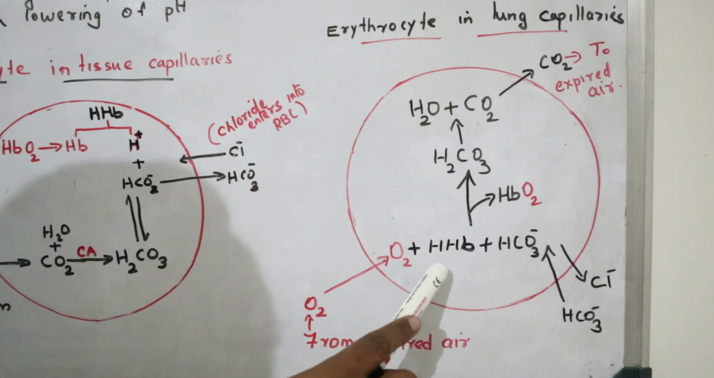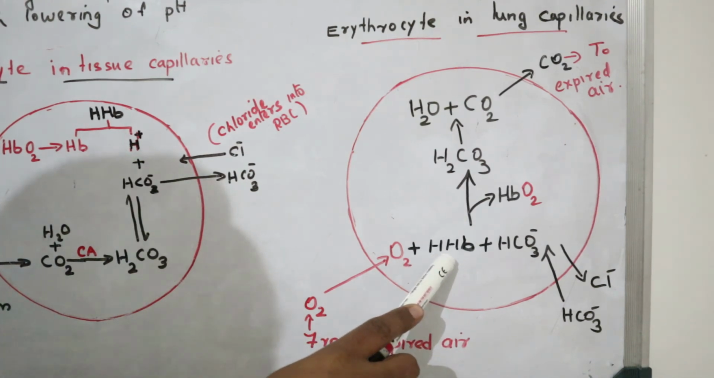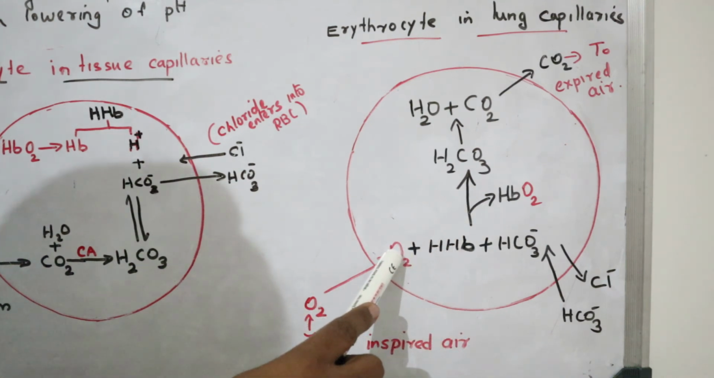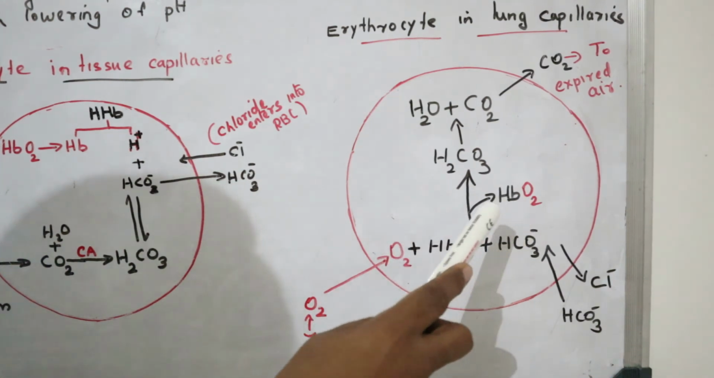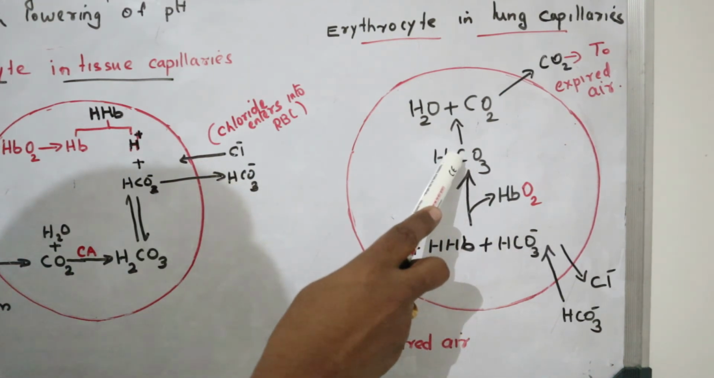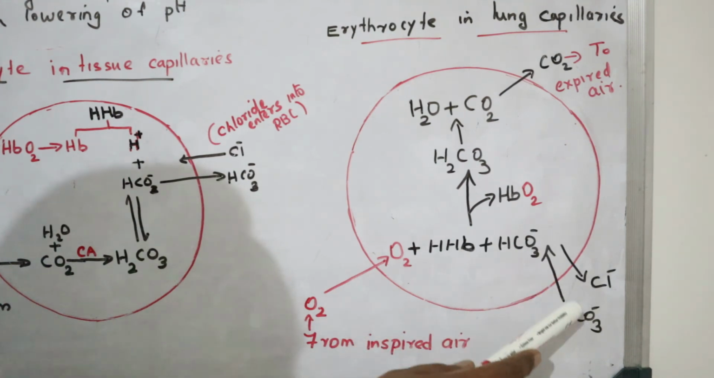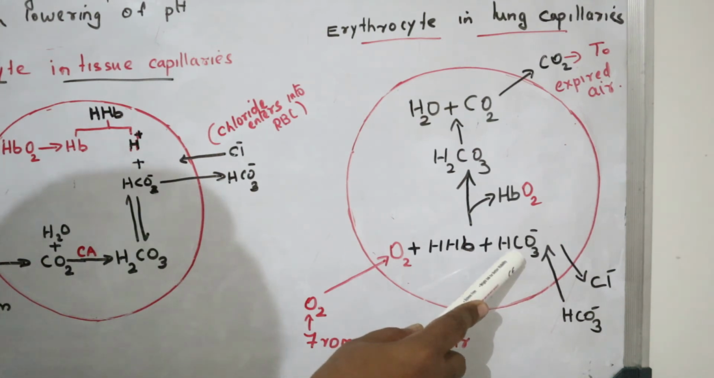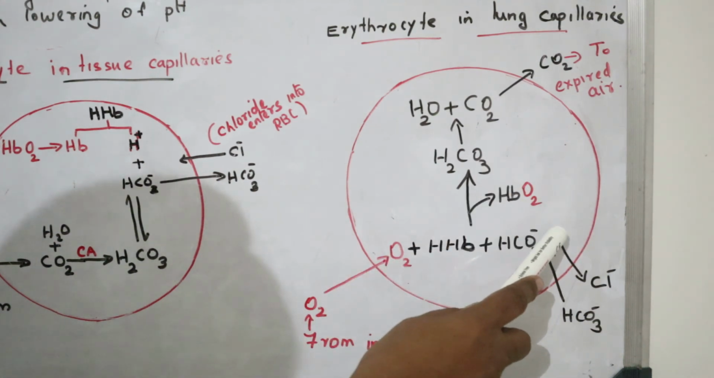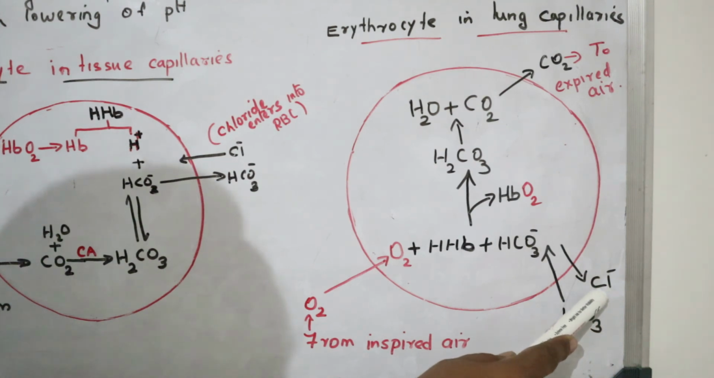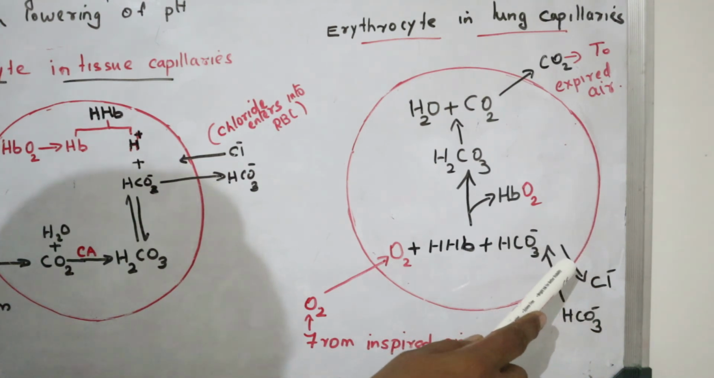And thus here the HHb, deoxyhemoglobin, dissociates into H plus and Hb. That Hb combines with oxygen, forming HbO2. And the H plus combines with the bicarbonate producing H2CO3. This bicarbonate comes from the plasma, the bicarbonate that was transported from the tissues, and enters into the RBC. And there will be a reversal of chloride shift, that is, chloride ions from the RBC shift again into plasma in order to maintain the ionic equilibrium here.